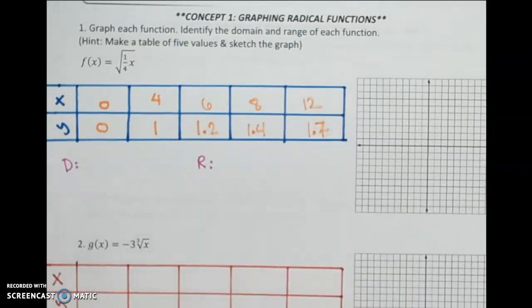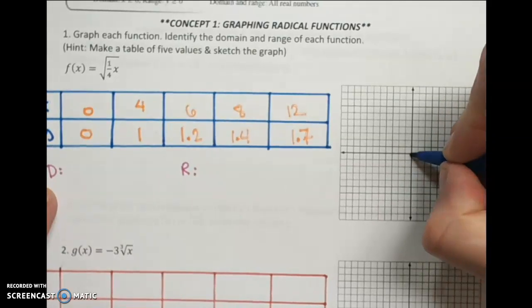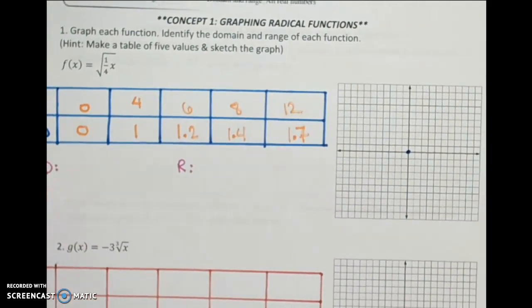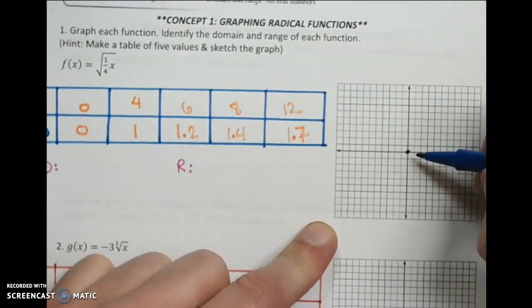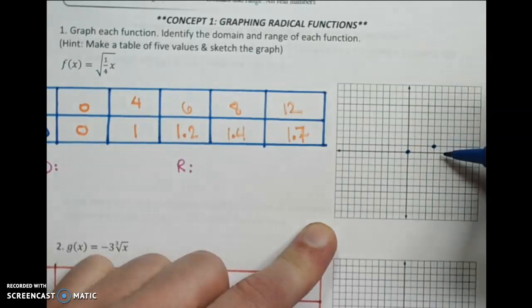Okay, next. I'm going to go ahead and graph these points. So if I go over here, 0, 0 is this point right here, the origin. 4, 1, I go 4 to the right, 1, 2, 3, 4, up 1 right there. 6, 1.2, so I go 5, 6, 1 just above that line, 0.2.